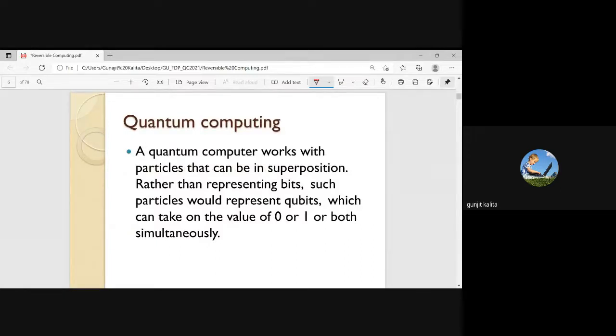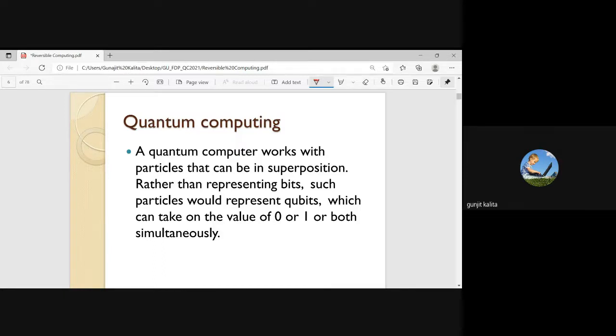Next, let us see quantum computing. We will definitely discuss in the sessions about quantum computing, different ways of representing them, circuit state, all the things. But here I'm just mentioning the things in a very brief way. A quantum computer typically works with particles that can be in superposition.